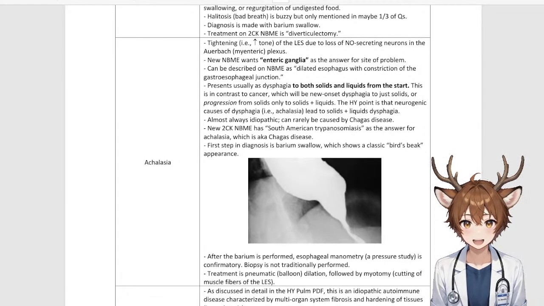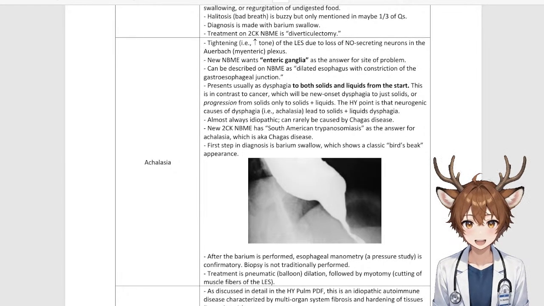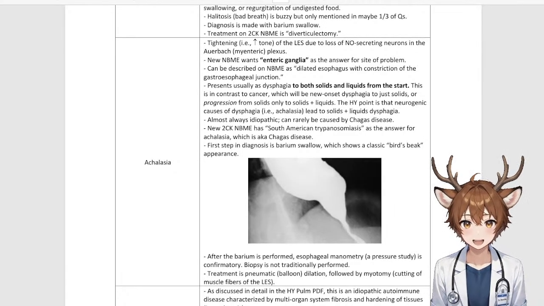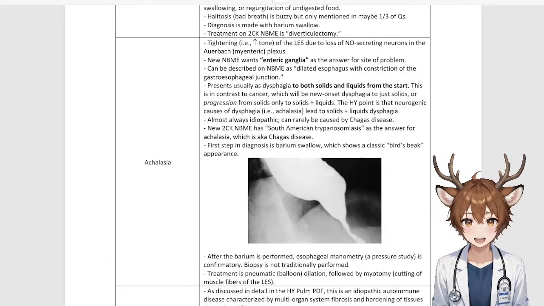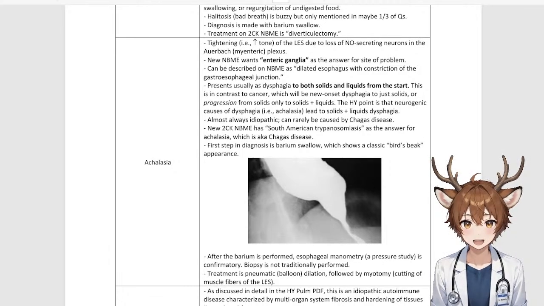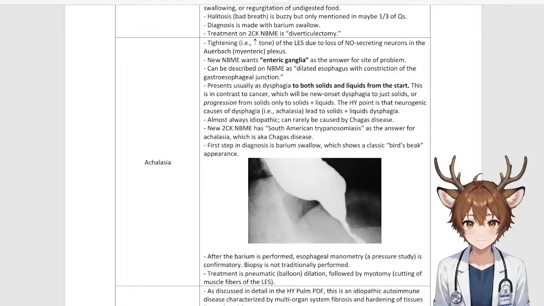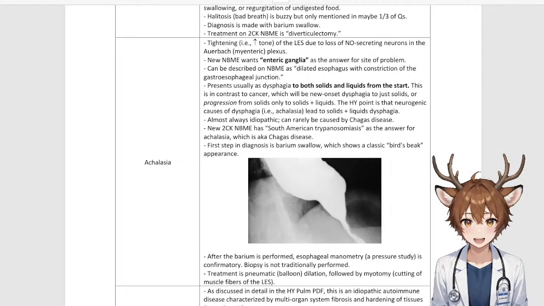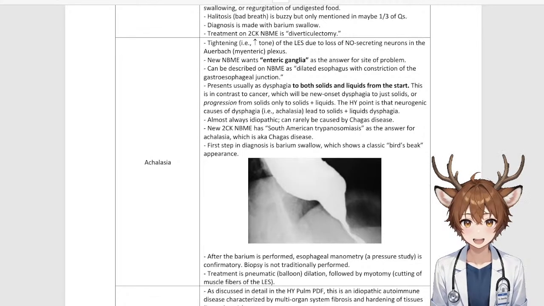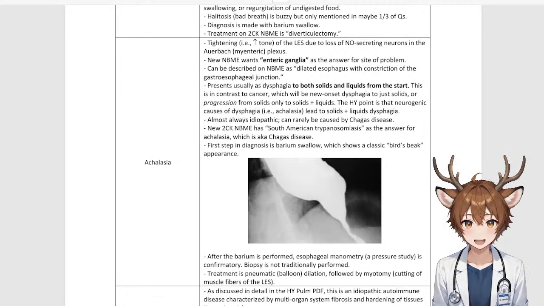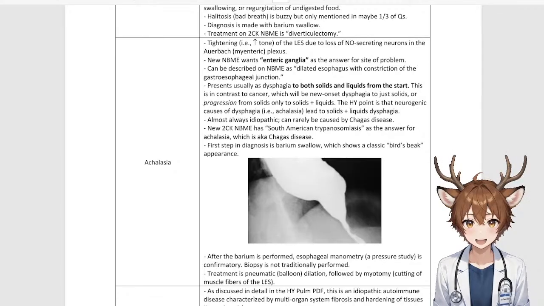The high-yield point is that neurogenic causes of dysphagia, that is to say achalasia, lead to solids plus liquids dysphagia. Almost always idiopathic, it can rarely be caused by Chagas disease. New 2-CK NBME has South American trypanosomiasis as the answer for achalasia, aka Chagas disease. So again, South American trypanosomiasis, Chagas disease. Think about that in the context of achalasia, apparently.